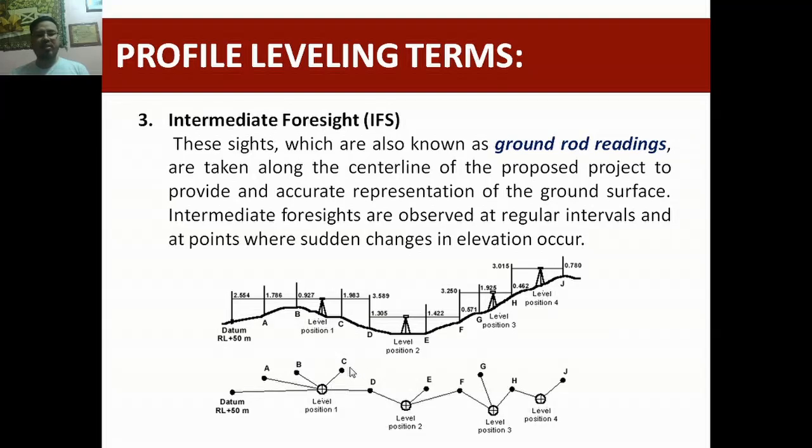Balik ta ani nga illustration. As you can see here, na dinhi ang instrument. So ngadto sa station A, as you can see there, station A muna siya ang iyahang intermediate foresight. Buot pasabot, gikan sa instrument ni sight siya padulong sa A. Kani po siya intermediate foresight po na para sa B, intermediate foresight para sa C, IFS para sa D, and so on. So muna siya ang ikatulong term sa profile leveling.